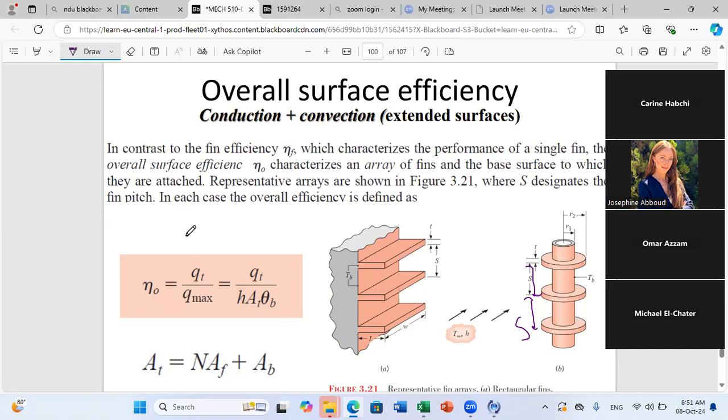Now, how do we define the overall efficiency in this case? The overall efficiency of the fin is the actual heat transfer, Q total, over the maximum possible heat transfer. So again, what do we mean by this? Here, we should pay attention. What is happening is that the total heat transfer that should be considered should take into consideration the fins.